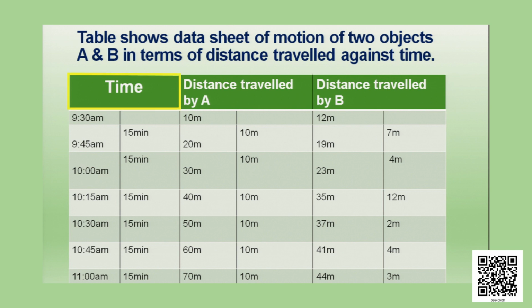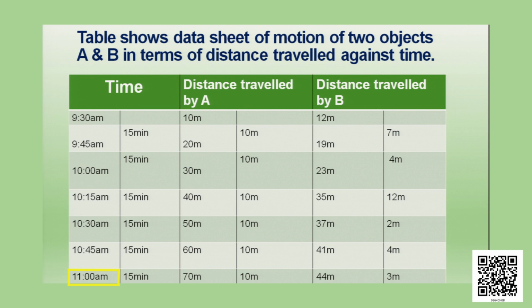First column is the time column. The second column is the distance travelled by object A. The third column is the distance travelled by object B. So in the first column, time, I have started at 9:30 am. Then I have ended at 11 am.